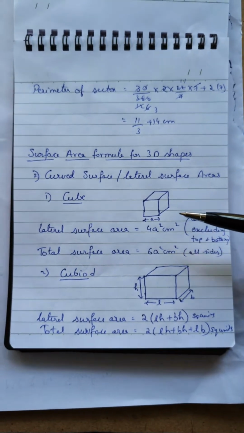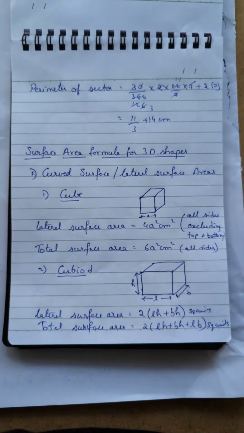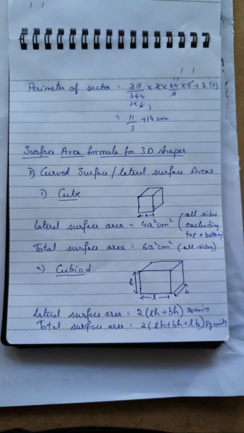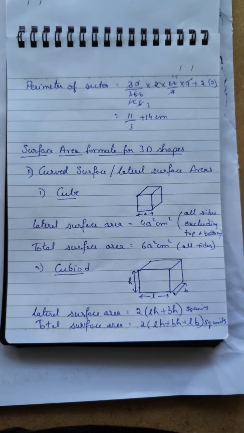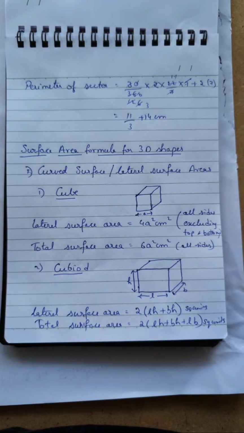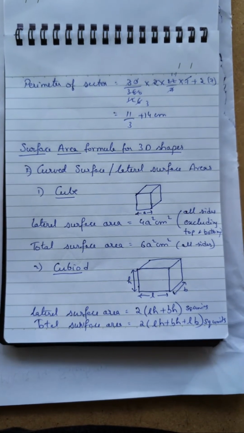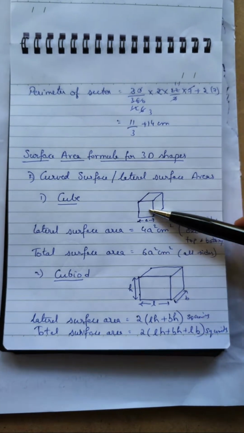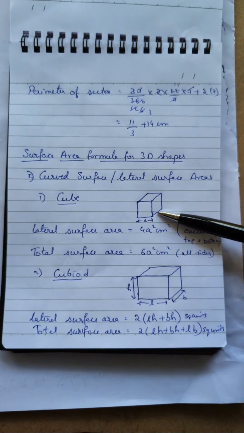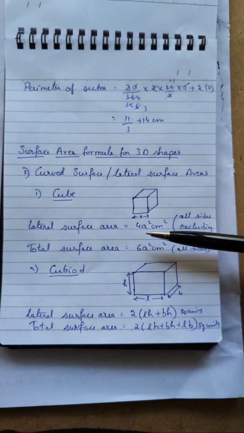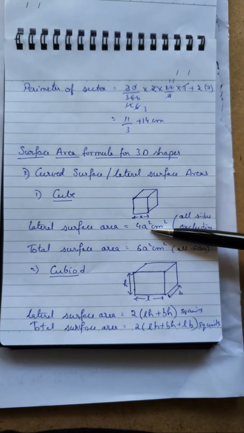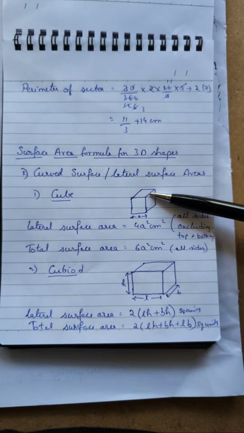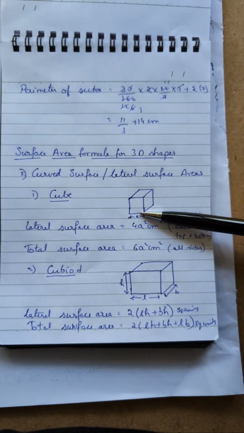What is lateral surface area? Lateral surface area is nothing but the area of all the sides excluding the top as well as the bottom. So the entire part present excluding top and bottom will become the lateral surface area. So consider this as a cube here. The lateral surface area formula is 4a square. How is it 4a square? Because a cube is nothing but a combination of 6 squares.